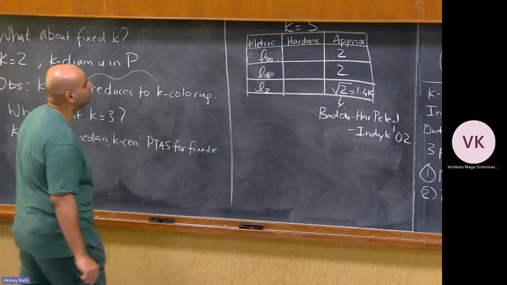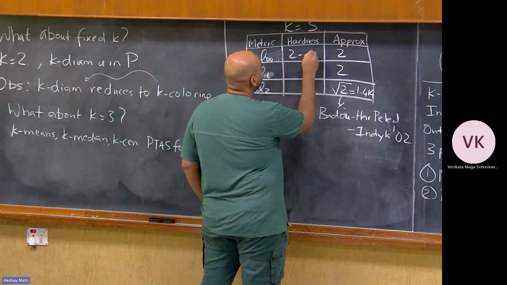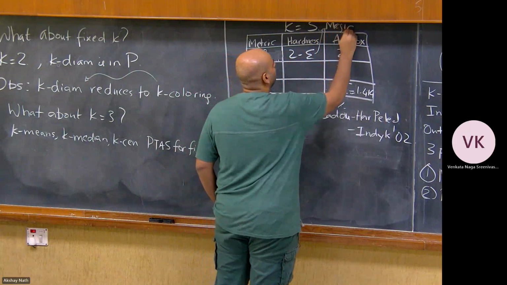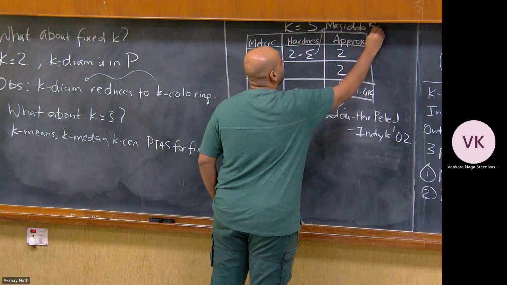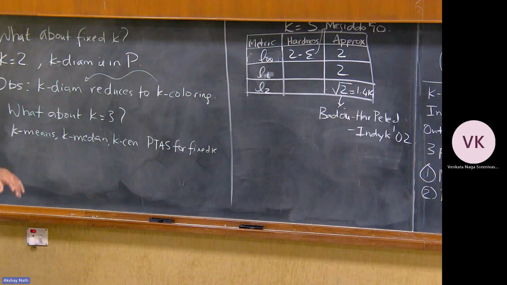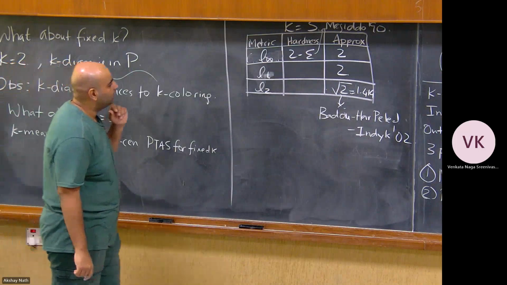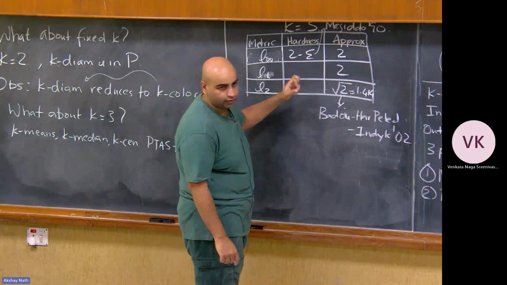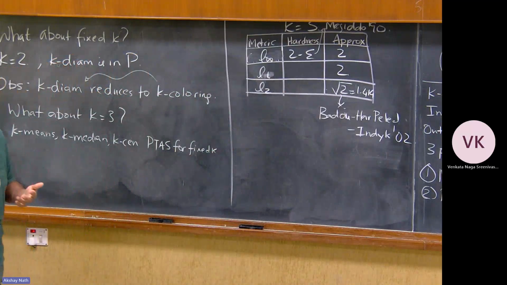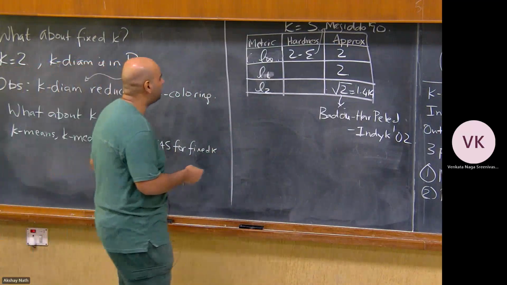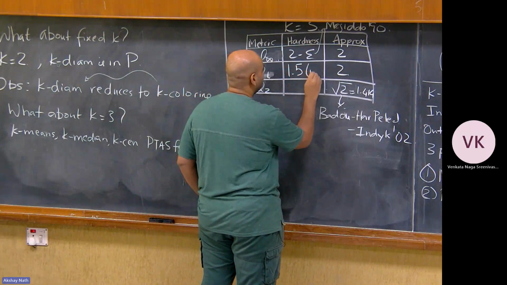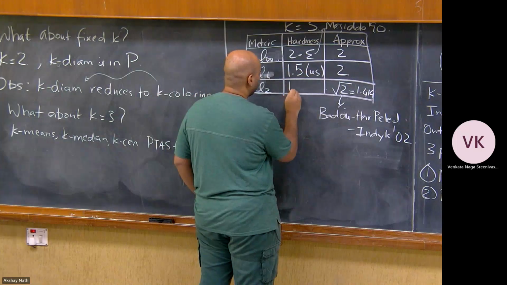Now the hardness. Implicitly, this was known, from Megiddo, 90. It's not directly written in this way, but the proof more or less goes through. So really the question here is, for L1 and L2, what is happening? Because these are highly structured metrics, you can do something very non-trivial. Our result is 1.5 here.